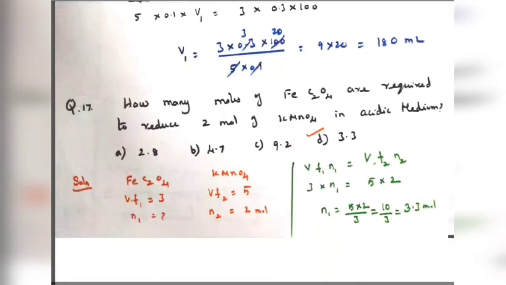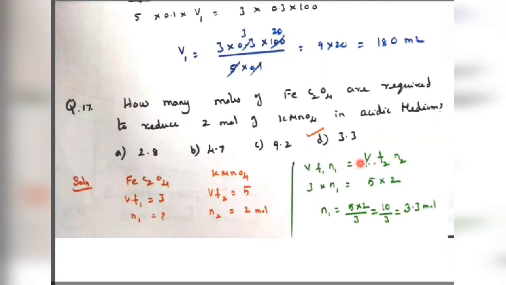How many moles of FeC2O4 are required to reduce 2 moles of KMnO4 in acidic medium? The options are 2.8, 4.7, 9.2 and 3.3. For iron oxalate and potassium permanganate, we know the iron oxalate valency factor is 3. I told you to remember, for potassium oxalate and sodium oxalate, the valency factor is 2. For iron oxalate, the valency factor is 3. For potassium permanganate, the valency factor is 5. The number of moles of iron oxalate is not given. They have given the potassium permanganate moles as 2.